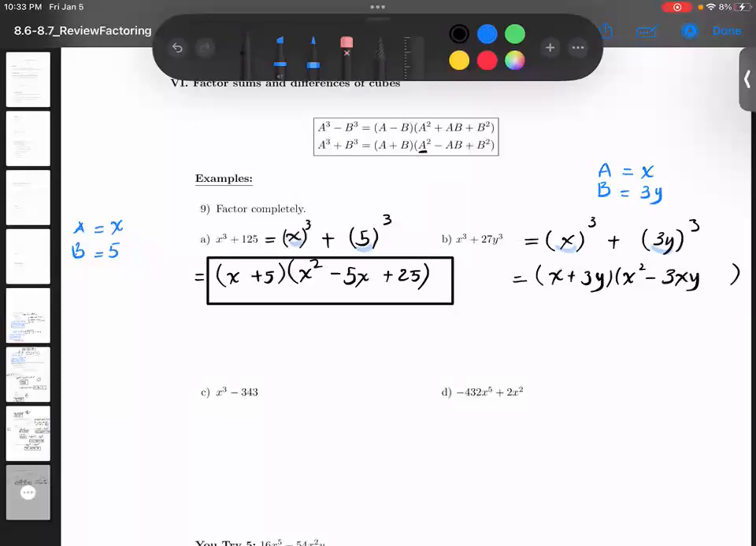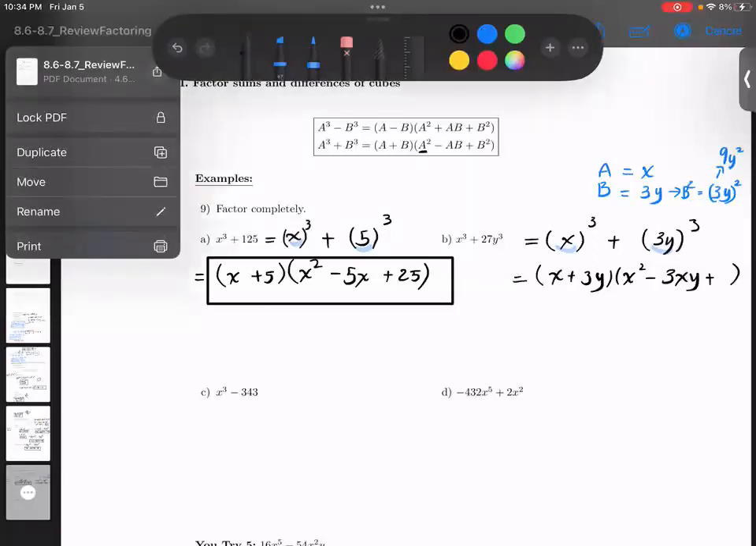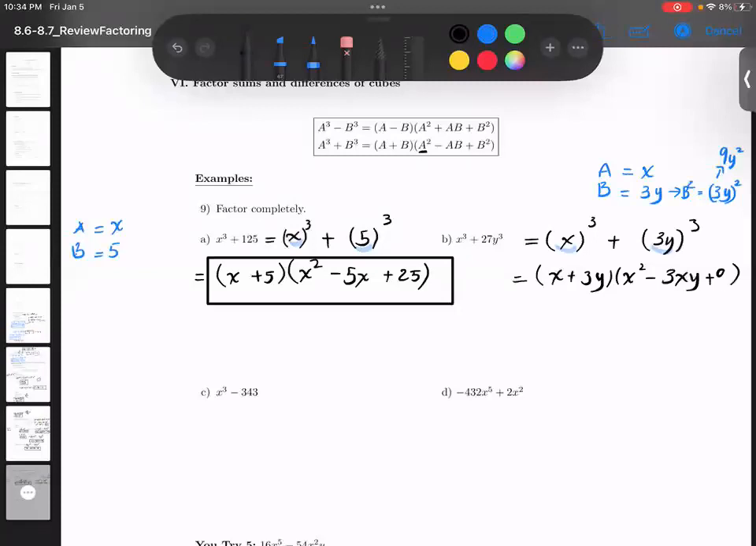And then B squared. Well, what's B squared? B squared is 3y quantity squared. The square is applied to both, not just y. I don't want to see 3y squared. It's gonna be 9y squared, because 3y squared is 3y times 3y. So this right here equals 9y squared. And we're done.